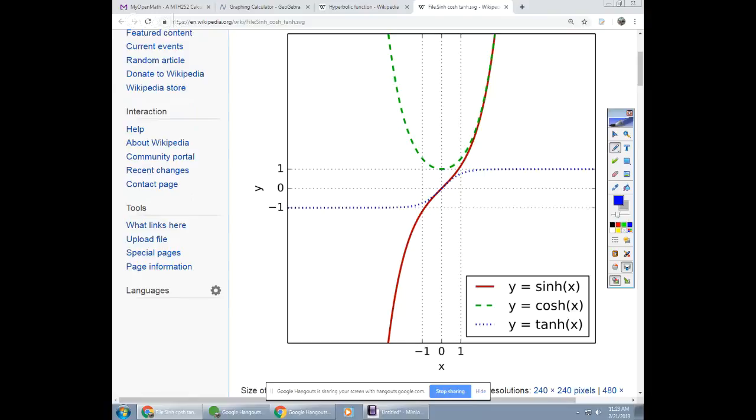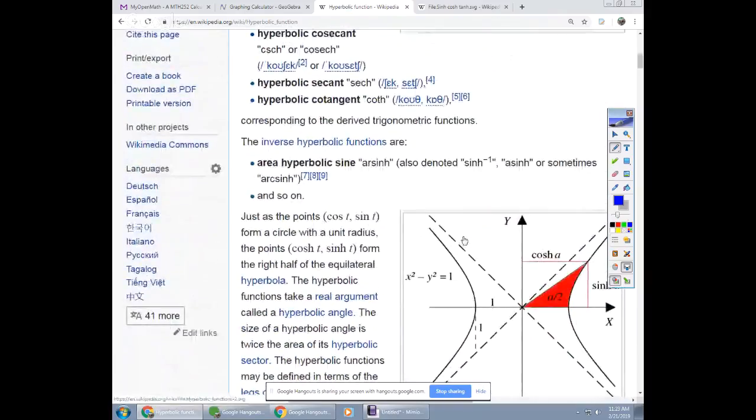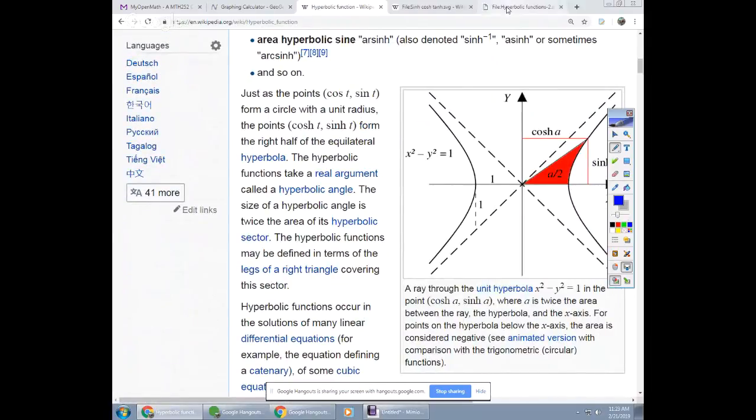And then there's the hyperbolic tangent, which is that cute little dotted blue line there. So why are they similar to regular trig functions? That gets to this picture down here. So, new tab.